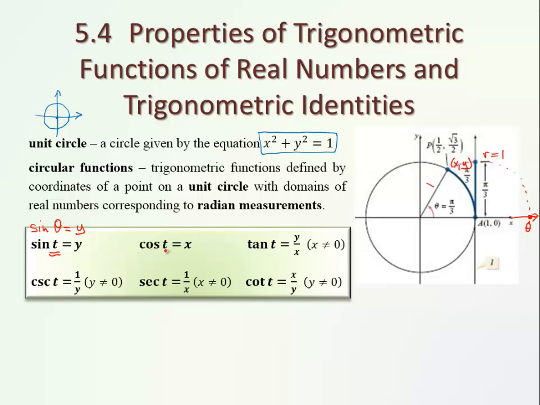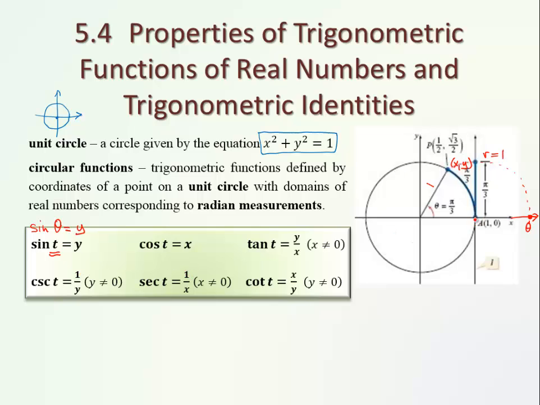Similarly, cosine t will be equal to x over r, but r is 1, so it's just x. Tangent t will be the ratio of y over x except for when x is 0. If x is 0, that means these 2 points will not produce any value for tangent. Tangent of those angles won't exist. And similarly, the reciprocal functions are defined as before, except that instead of r, now we have 1.